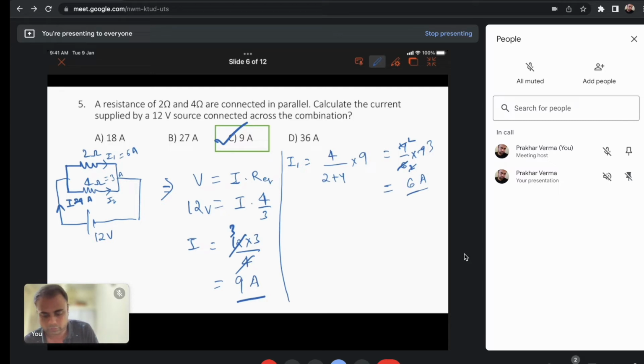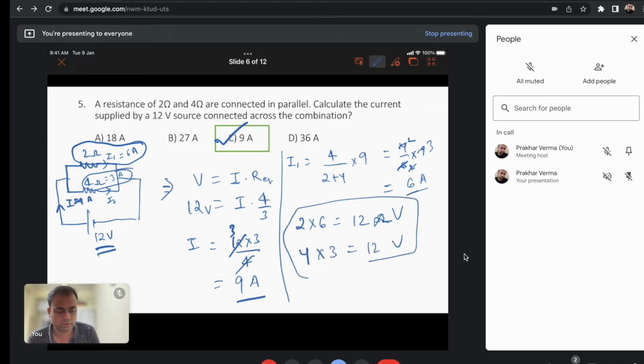So again, to recheck, the voltage should be the same in both the branches. In the upper branch we have current of 6 ampere and resistance is 2 ohms. So 6 into 2, that is 12 volts. That is the 12 volt supply. And again 4 ohm into 3 ampere, 12 volts. So again, this is a shortcut technique. With the other resistance R2, we have to calculate the current from R1. So current from R1 is R2 by R1 plus R2 into I total.